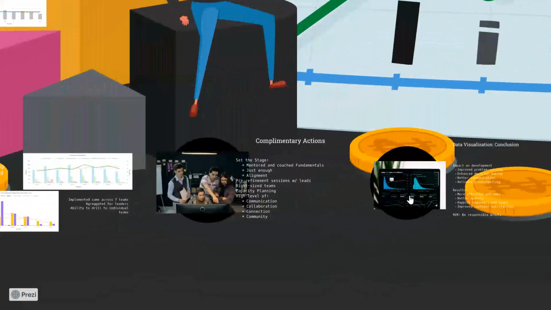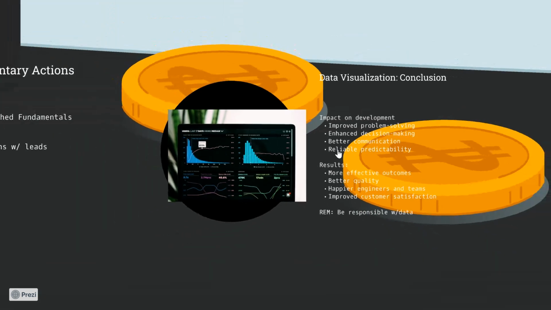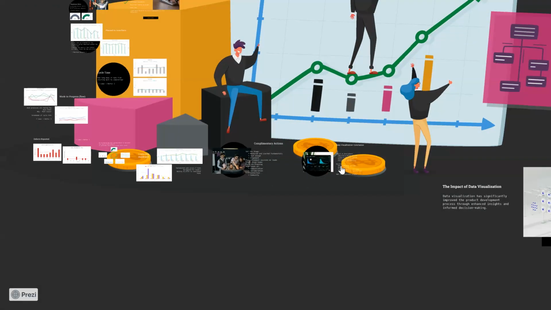In conclusion, there were many impacts and results: improved problem solving and decision making, better communication and predictability, more efficient outcomes, better quality, the engineers and teams were happier, and improved customer satisfaction. But remember, kids, we must be responsible for our data. You too could unleash your team to be more effective and efficient by using the power of data visualization.